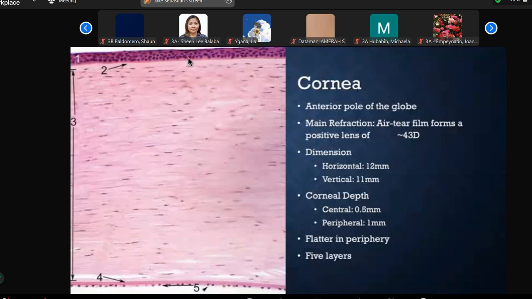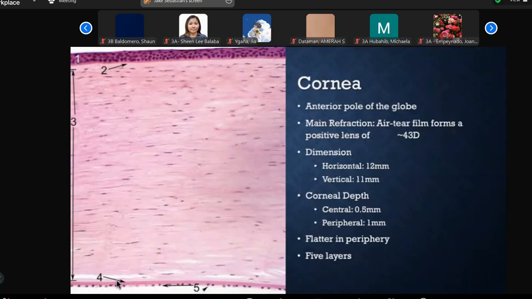So if you look later, there will be more pictures describing this. Number 2 is the Bowman's layer. So the Bowman's layer is the second layer. It's a thin layer, but it's acellular, no cells. That's why you see just a pink line or white line. Then you have the stroma. The stroma is number 3. It's the thickest layer.